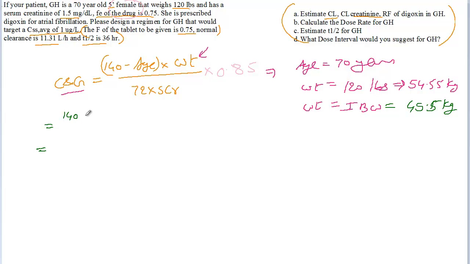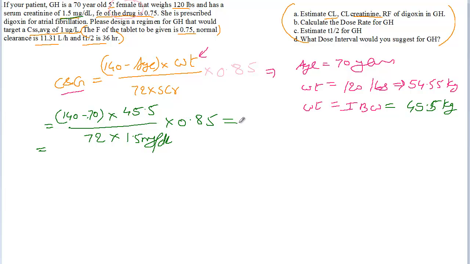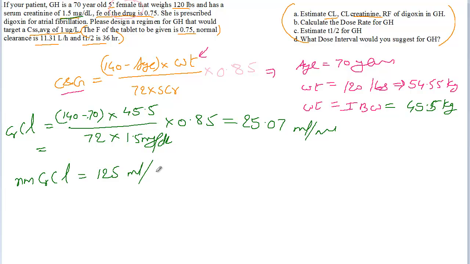So let's plug in now. It's 140 minus 70 times weight, which is 45.5, divided by 72 times serum creatinine, which is 1.5 mg per deciliter, times 0.85. If you solve this, you'll have a value of 25.07 ml per minute. This is the creatinine clearance. And what is the normal creatinine clearance value, by the way? It's 125 ml per minute. So this is the estimated and this is the normal creatinine clearance.